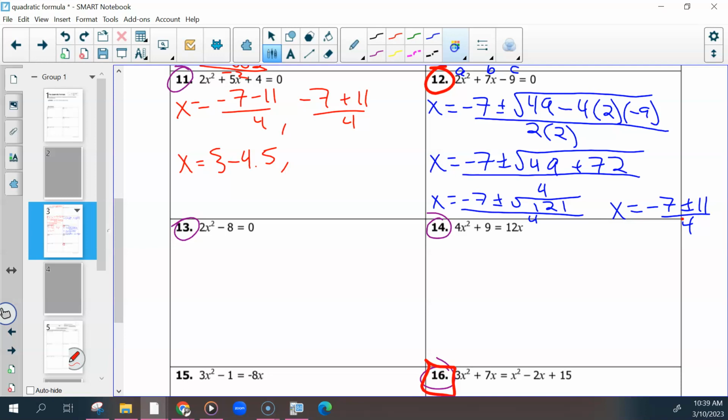What would the second one be? Say that again. Add these first, then divide. Sometimes they're the same, but sometimes they're not. Yep. Because negative 7 plus 11 will give us 4. Divide, we get 1. Questions on that one?